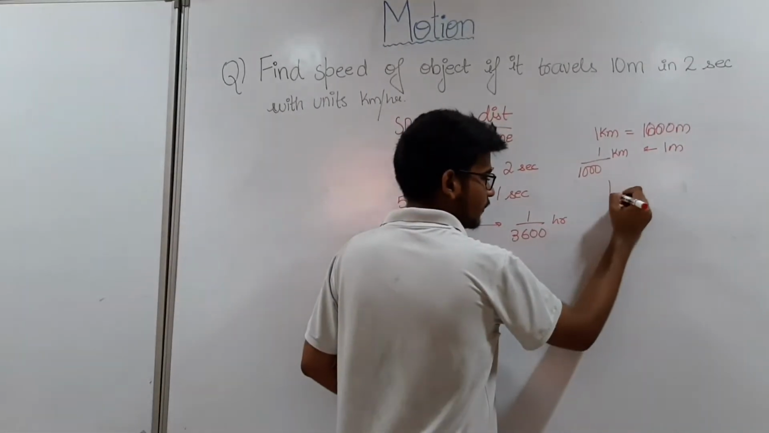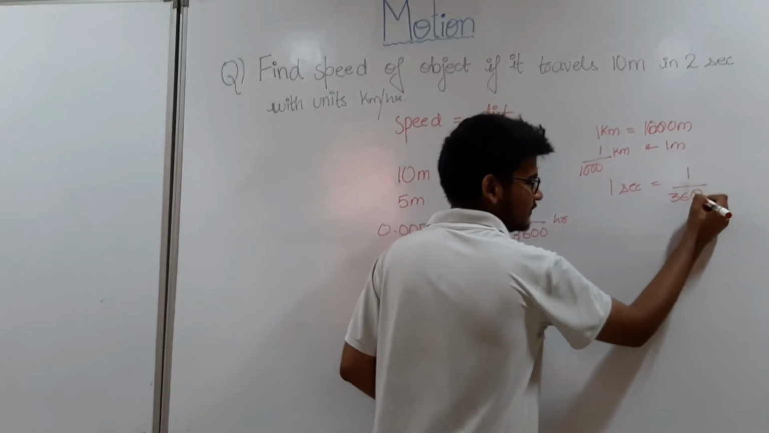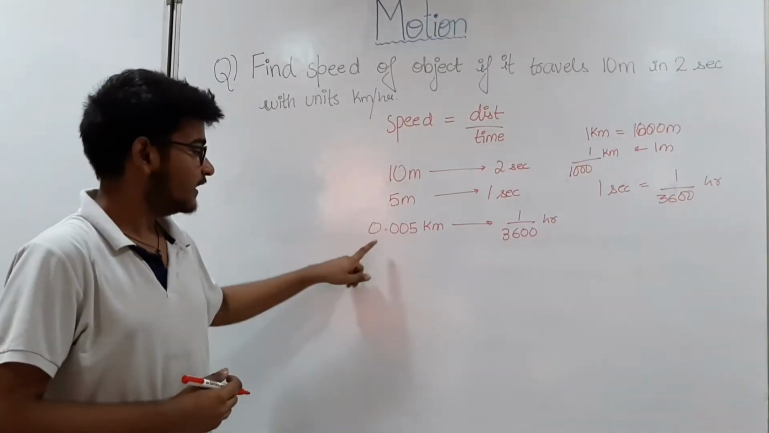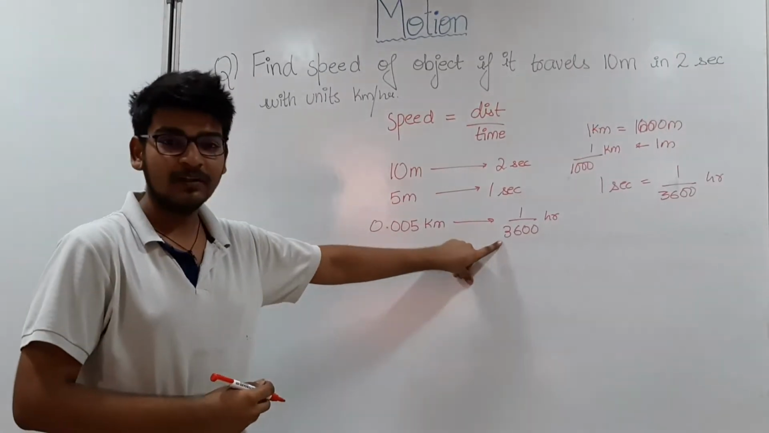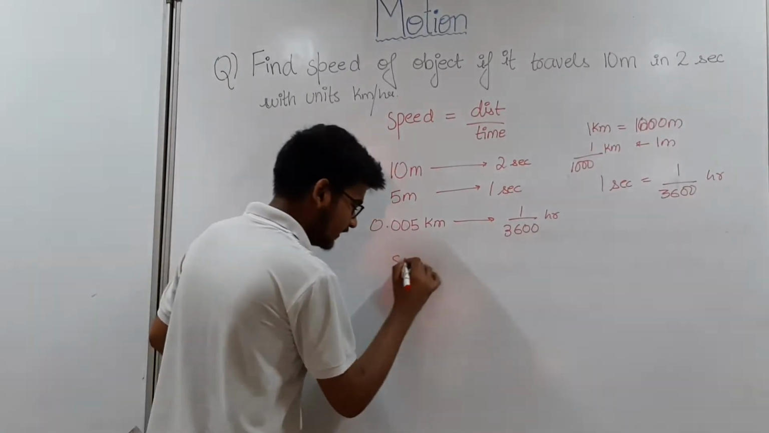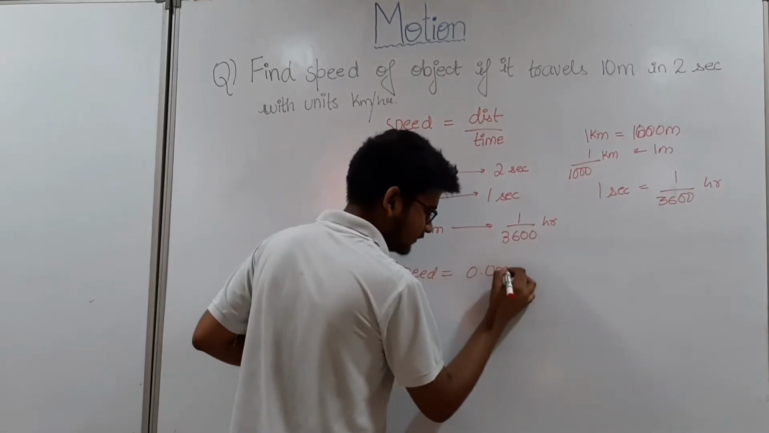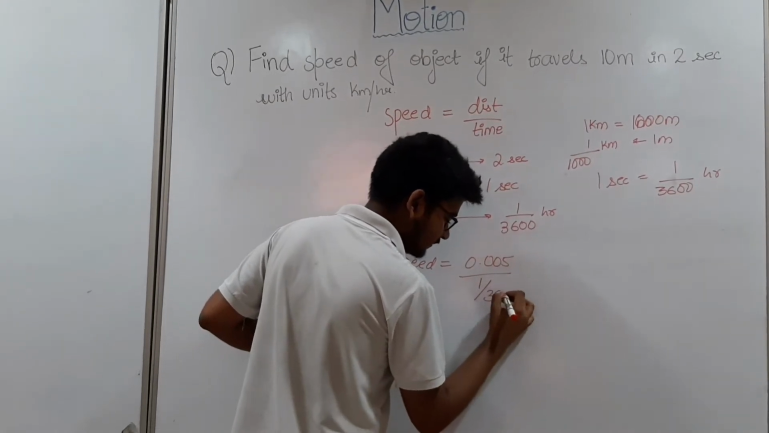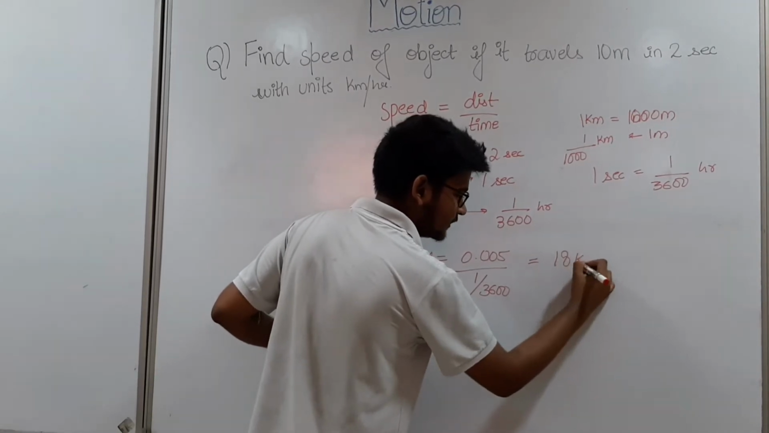Similarly, 1 second is equal to 1 upon 3600 hour. So we got the value that 0.005 kilometer is travelled in 1 upon 3600 hours. So here the speed will be 0.005 upon 1 upon 3600, that will be 18 kilometer per hour.